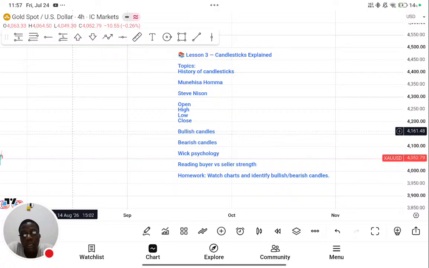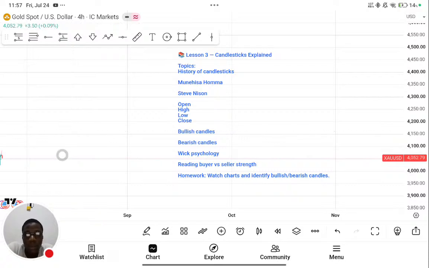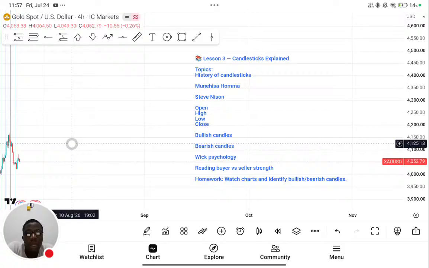So that being said, today we're going to be looking at what candlesticks are, their history, who was behind it, how they came about, and how we can use them and why they are important to us. With that being said, let's head on. So first off, history of candlestick.